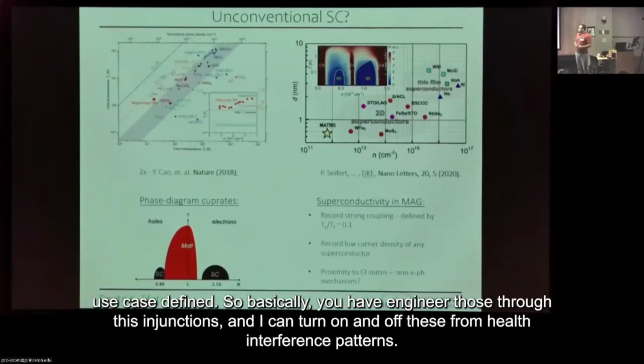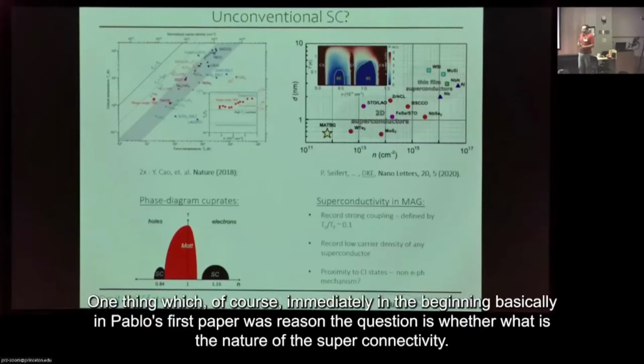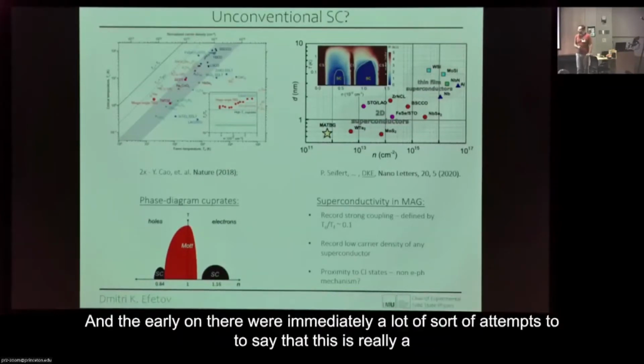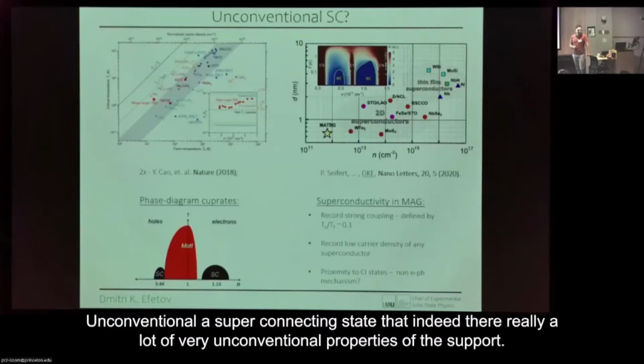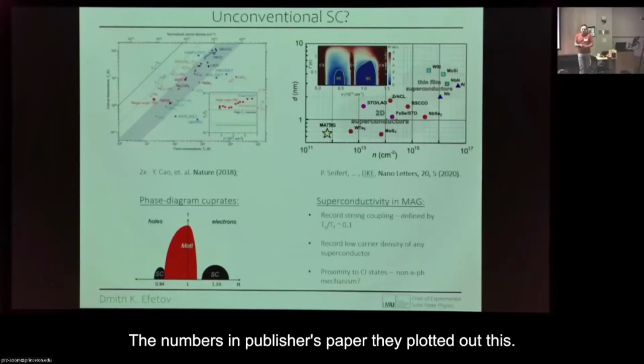One thing which, of course, immediately in the beginning, basically in Pablo's first paper, was raising a big question is what is the nature of the superconductivity? Early on, there were immediately a lot of attempts to say that this is really an unconventional superconducting state, and indeed, there are really a lot of very unconventional properties of the superconductor.